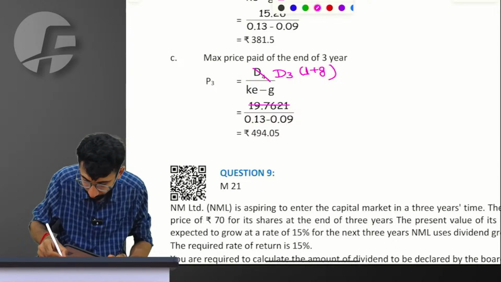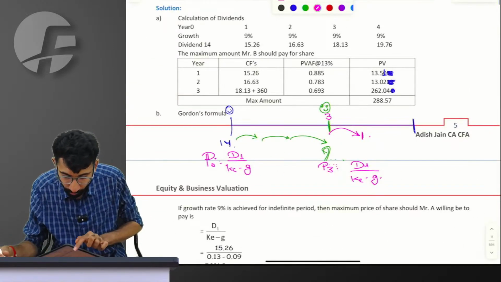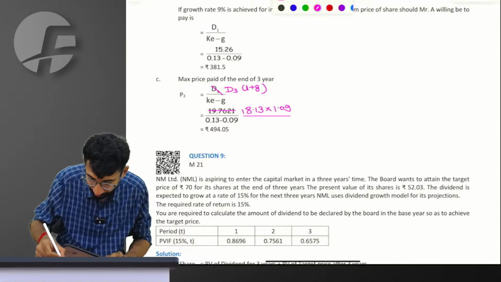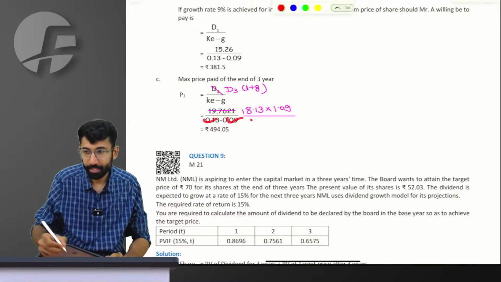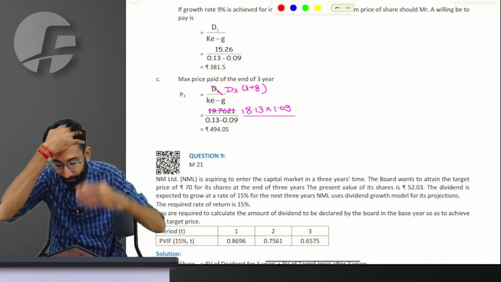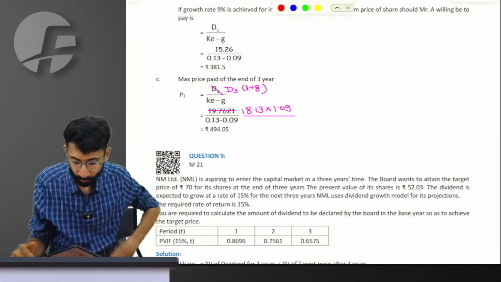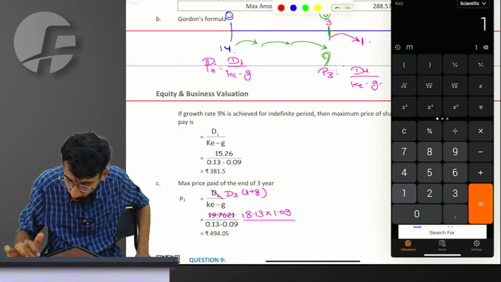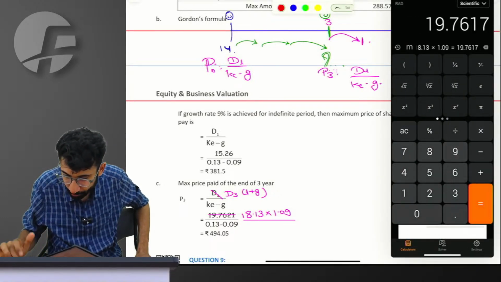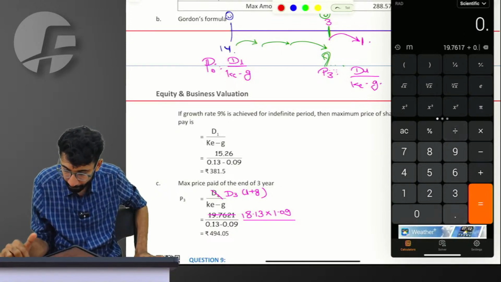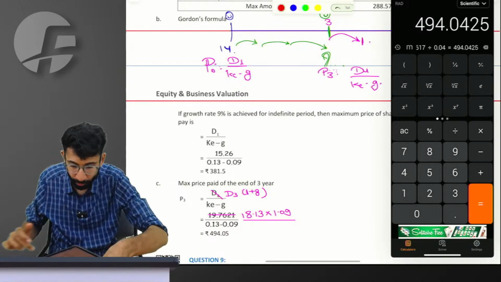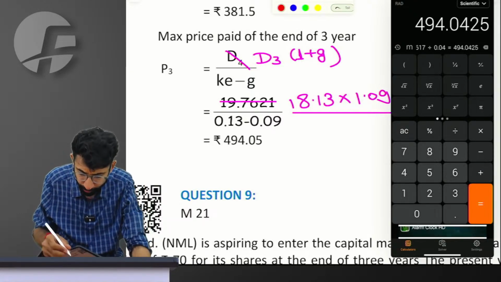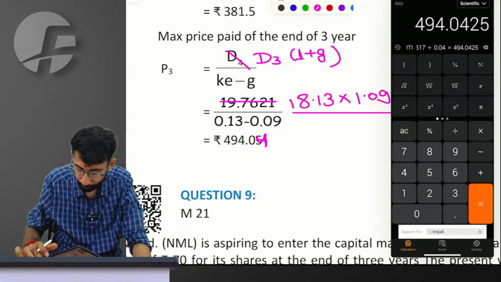What is D3, given to us, available to us? 18.13. 18.13 into 1.09 divided by K minus G, as we know, 13% and 9%. Quick, quick, quick. People in the class waiting for the answer. Whatever was needed to be explained from my side, I've done. So 18.13 into 1.09 divided by K is 13%, G is 9%, divided by 0.04. So 494.04 is what I'm getting as the answer. Isn't it 494.04? Please confirm.